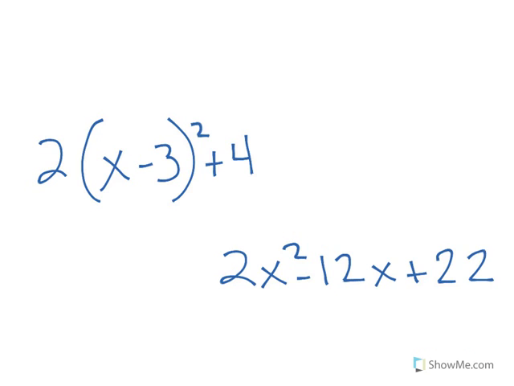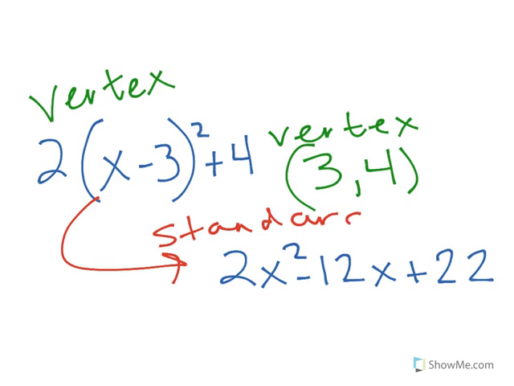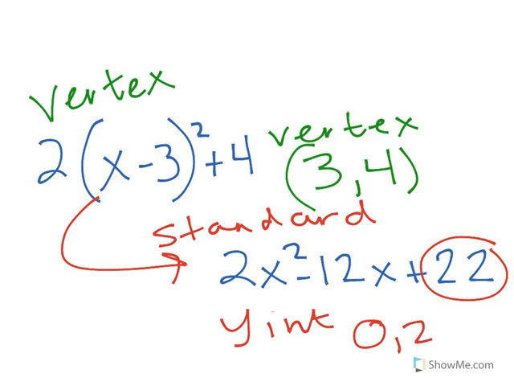The only reason that I would have it in 2 different forms is that I can look at this equation, and this is in vertex form, and without doing any math whatsoever, if you gave me this equation, I would be able to say, hey, the vertex is 3, 4. And if I looked at the same equation in standard form, like this one, I can tell what the y-intercept is. The y-intercept is just the last number. So your y-intercept would be 0, 22. Standard is good for the y-intercept, and vertex form is good just to figure out what the vertex is.